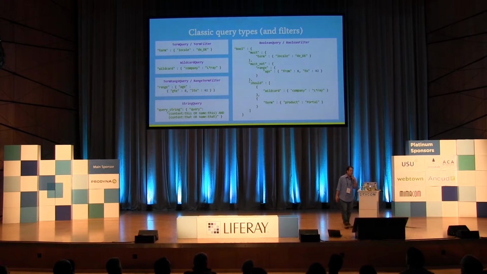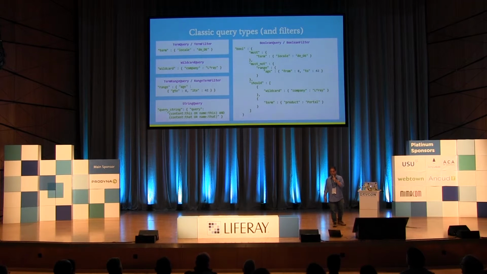So here are some typical query types we have in Portal. You can have queries to find exact terms. You can have wildcards to find by pattern. You have range queries and range filters to find by range. Sophisticated strings to use the Lucene query notation directly. And you can have a Boolean query or filter to combine all of them into a big, nice query that you can send to the search engine and find really specific results.